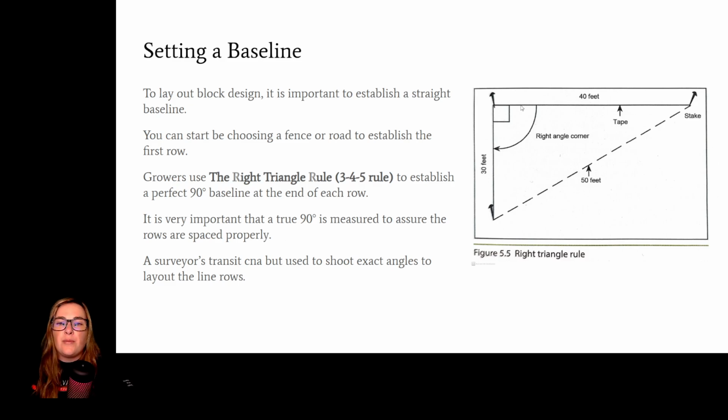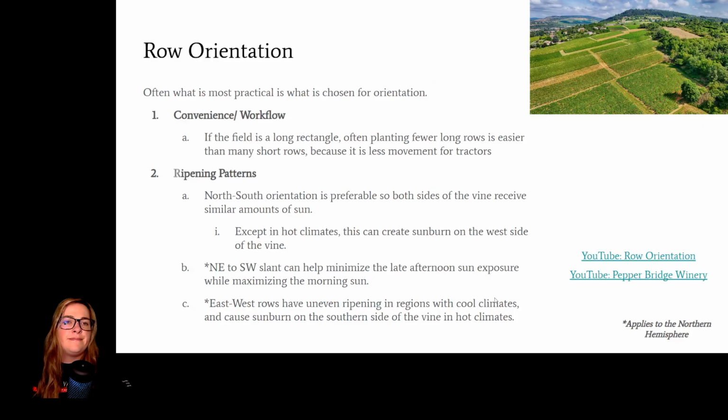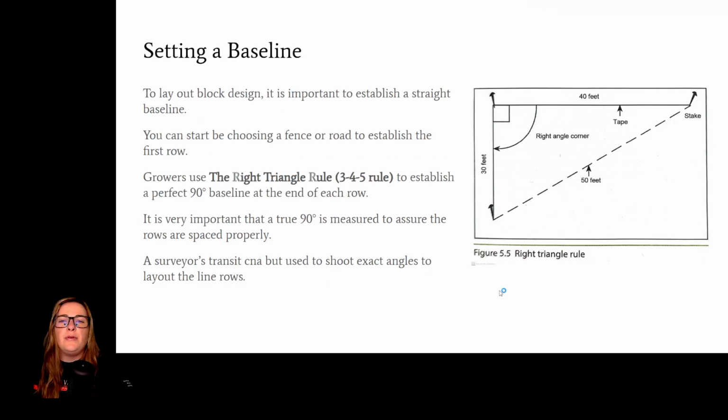So it's very important that you have a 90-degree angle to make sure that the rows are spaced properly. You can also use a surveyor's transit for exact angles to lay out the rows, which would be very helpful, right? Cool. I've seen a lot of people use tape and stakes and little flags to help get them started, and that can help to keep it straight as well.